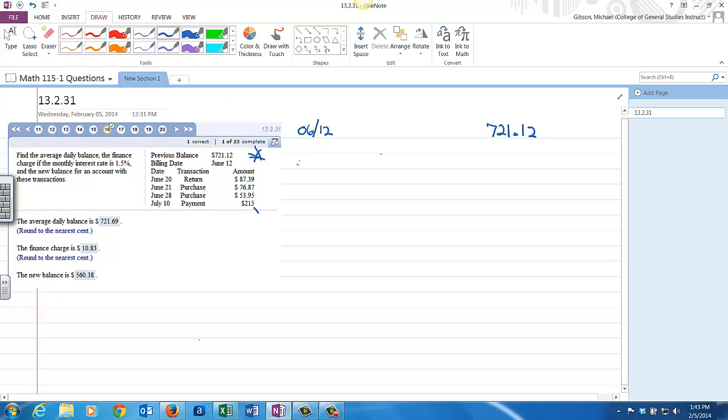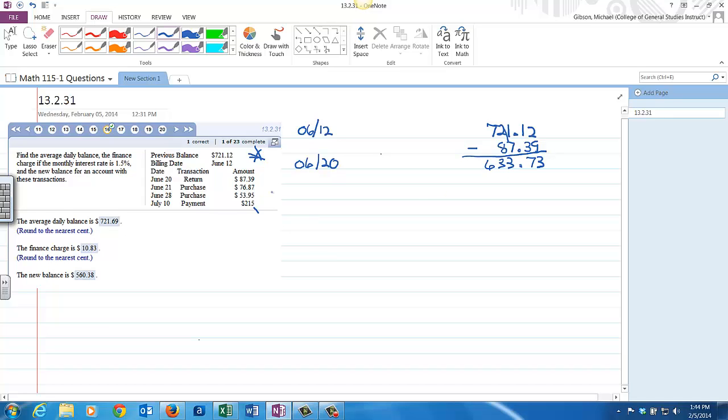So the next transaction is on June 20th. I'm going to skip a line here, you'll see why. June 20th, and it's a return for 87.39. Remember, this is a record of how much you owe the credit card company, so when you return something, you're reducing how much you owe. So we're going to subtract the 87.39, and the new amount we get then is 633.73.